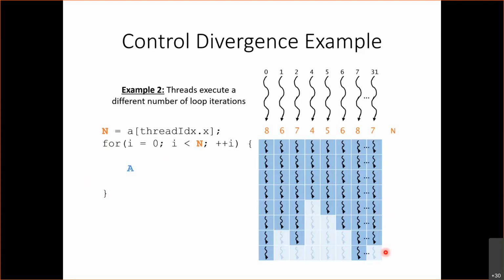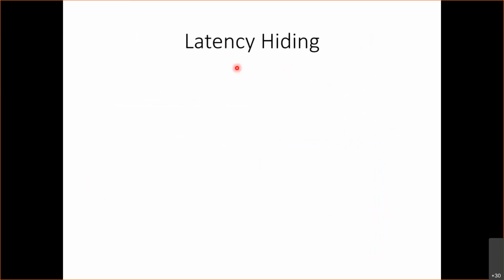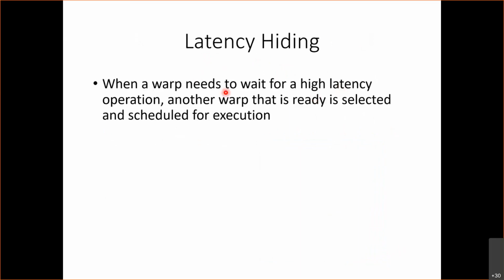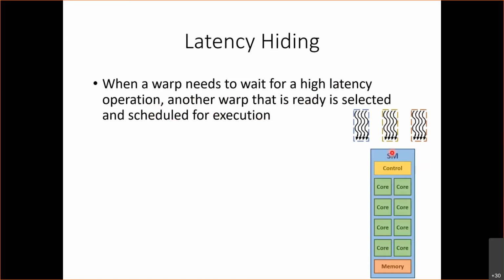Okay. So another topic that's related to warps and scheduling is latency hiding. When a warp needs to wait for a high latency operation, another warp that is ready is selected and scheduled for execution. So for example, back to my cartoon SM, obviously an SM has multiple processing blocks. Each block can have a set of warps. Warps are 32 threads, not 4 threads. So this diagram is here just for simplicity.